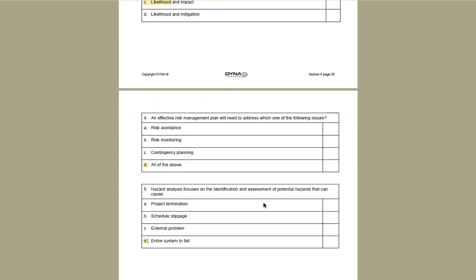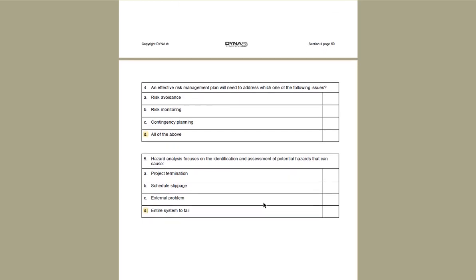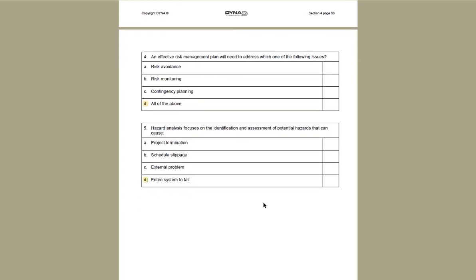Then question number 4, an effective risk management plan will need to address what? Well, it has to do avoidance, risk monitoring, and contingency planning. So all of the above. And then the final one, hazard analysis, focuses on the identification and assessment of potential hazards that can cause the entire system to fail. So that is 5D.